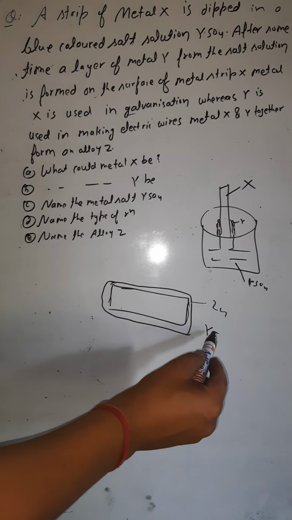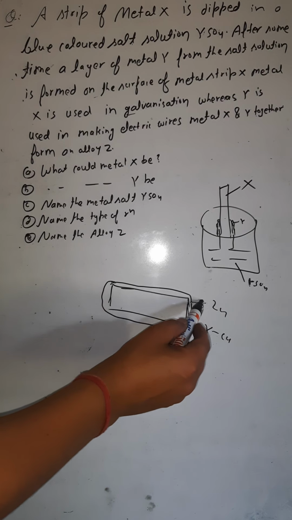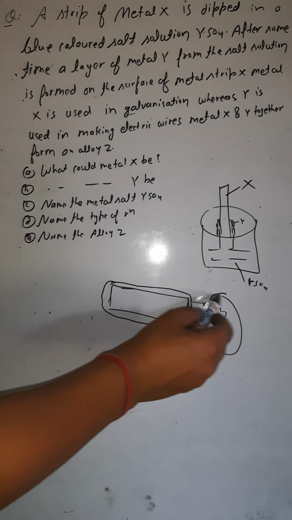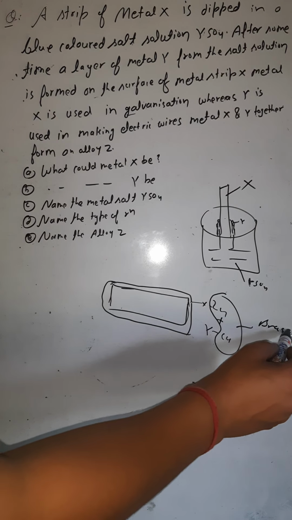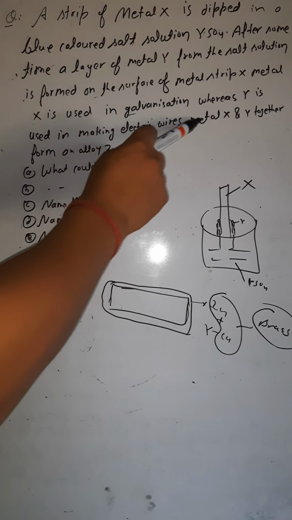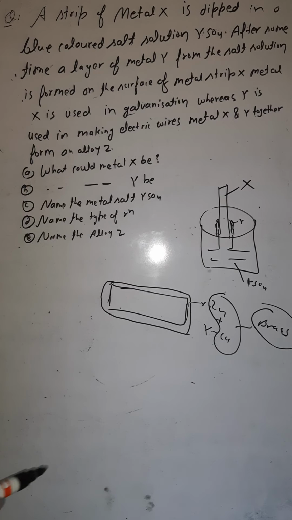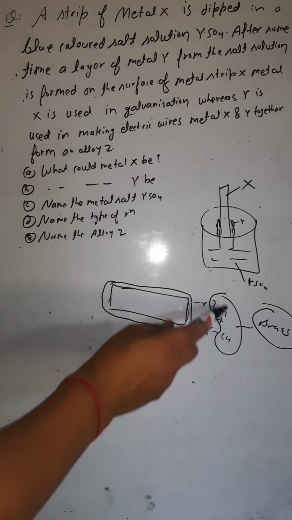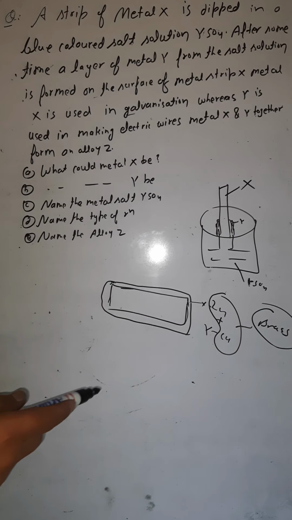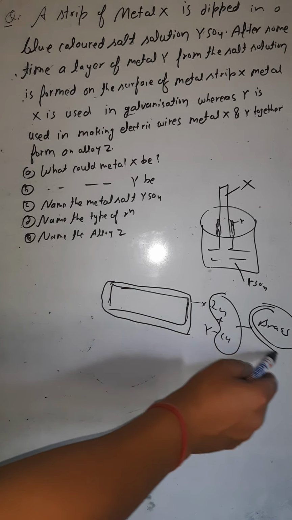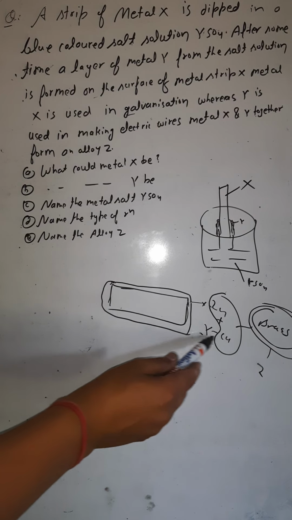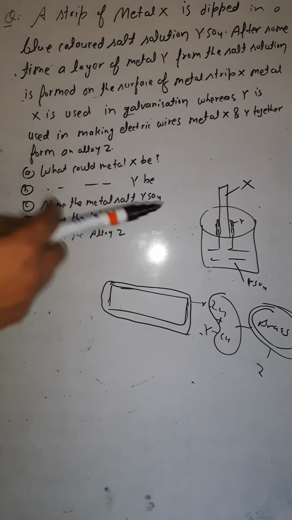If you are mixing Y and X, X is zinc here and Y is copper. The mixture of zinc and copper is called brass. This is an alloy. Okay, so it is saying that metal X and Y together form an alloy Z. When zinc and copper are combined together, they form an alloy known as brass. So this Z is brass. So X is zinc, Y is copper, and Z is brass. Now I have the answer.